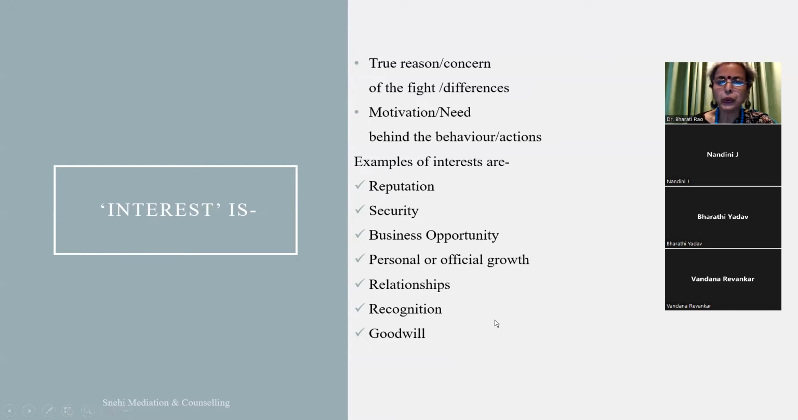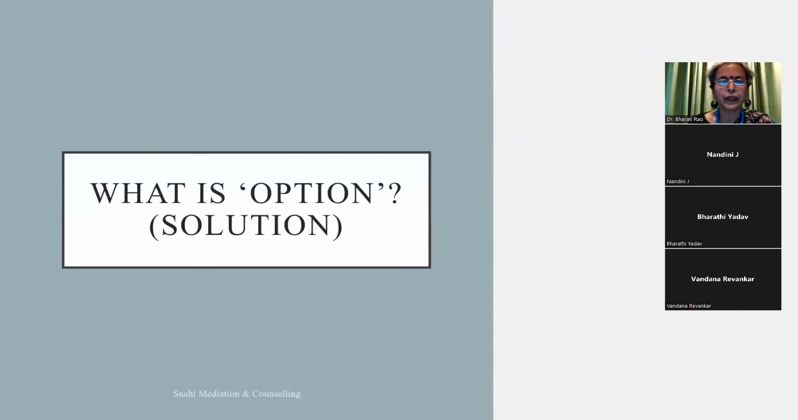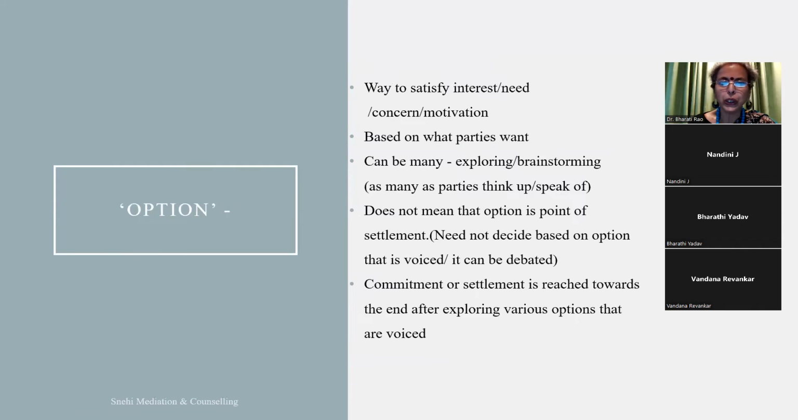So we need to have a checklist of these as a mediator and try to understand why a particular person is behaving the way he does. Now, next we come to option or solution to the problem. Now, what is an option? Option is the answer to the need or interest that a person has.